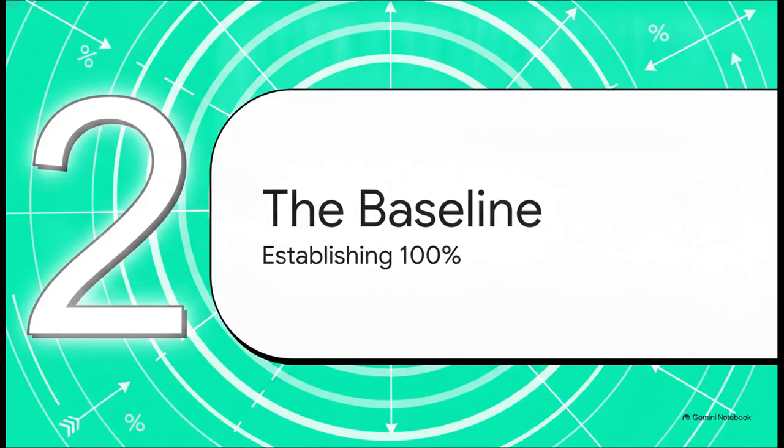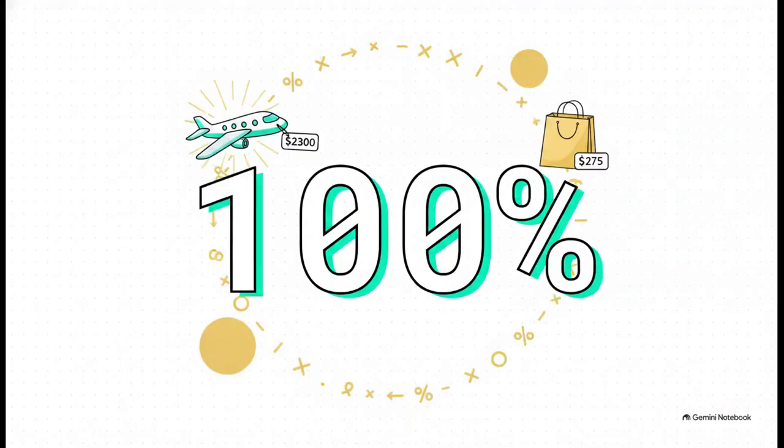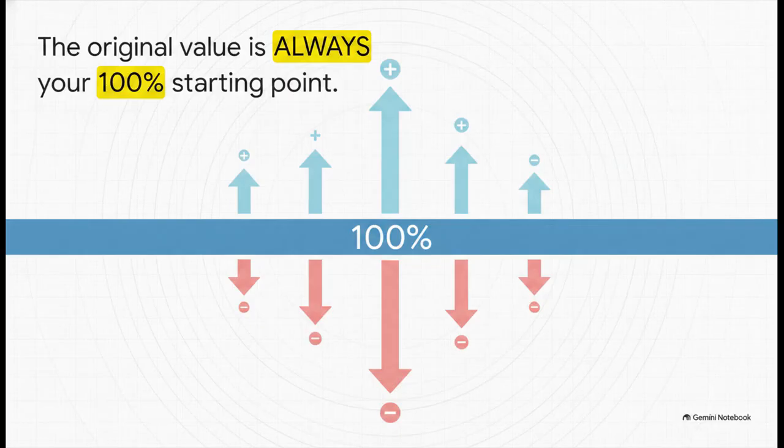Section 2. The baseline, establishing 100%. The golden rule right here is 100%. It absolutely does not matter what you're calculating, whether it's the cost of a $2,300 flight or the price of a $275 item in a shop. That original value is always your starting baseline of 100%. The crucial point here is that your original value represents your perfect, untouched 100% starting point. If a value goes up, it goes above 100%. If it goes down, well, it drops below. It really is that simple. And getting a firm grasp on this baseline is exactly what makes the entire multiplier method possible.